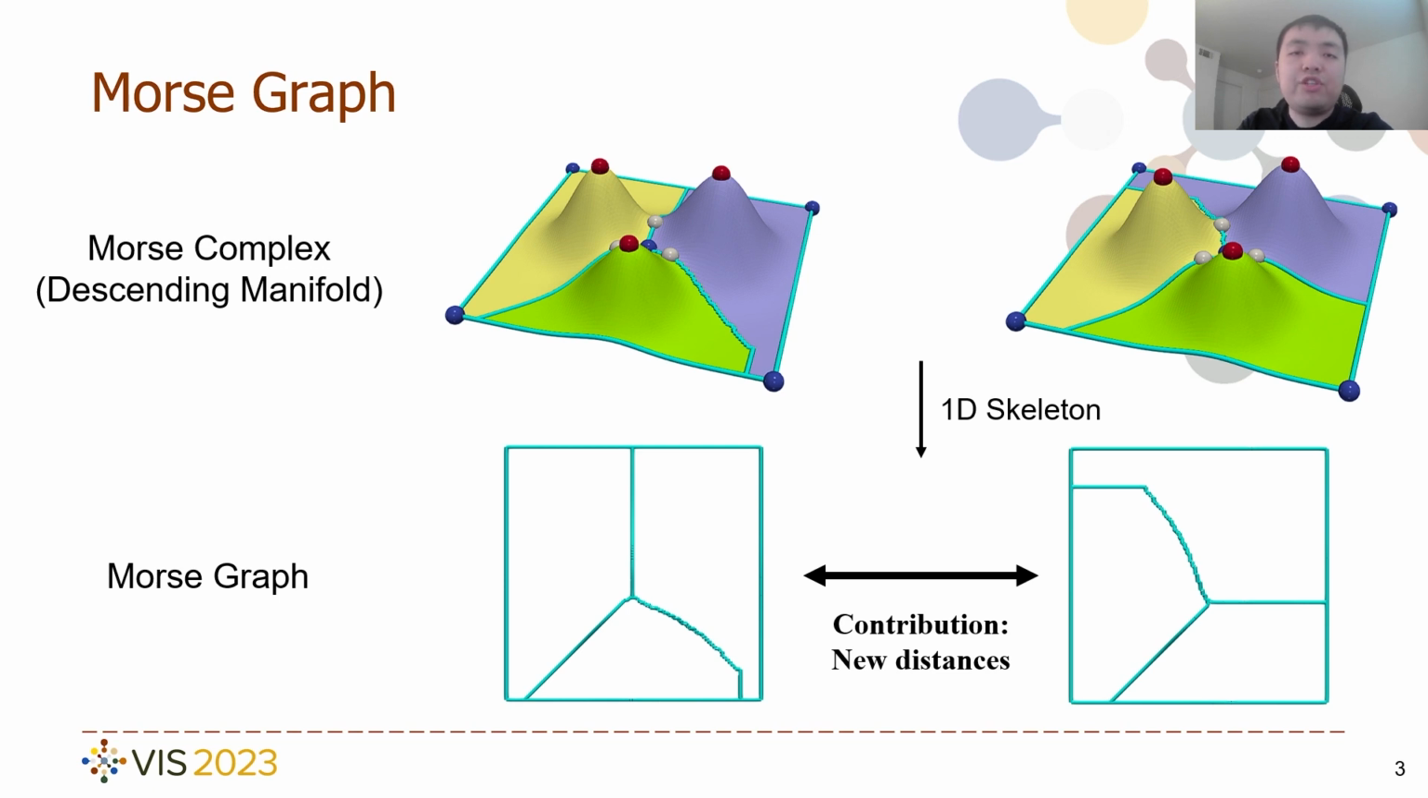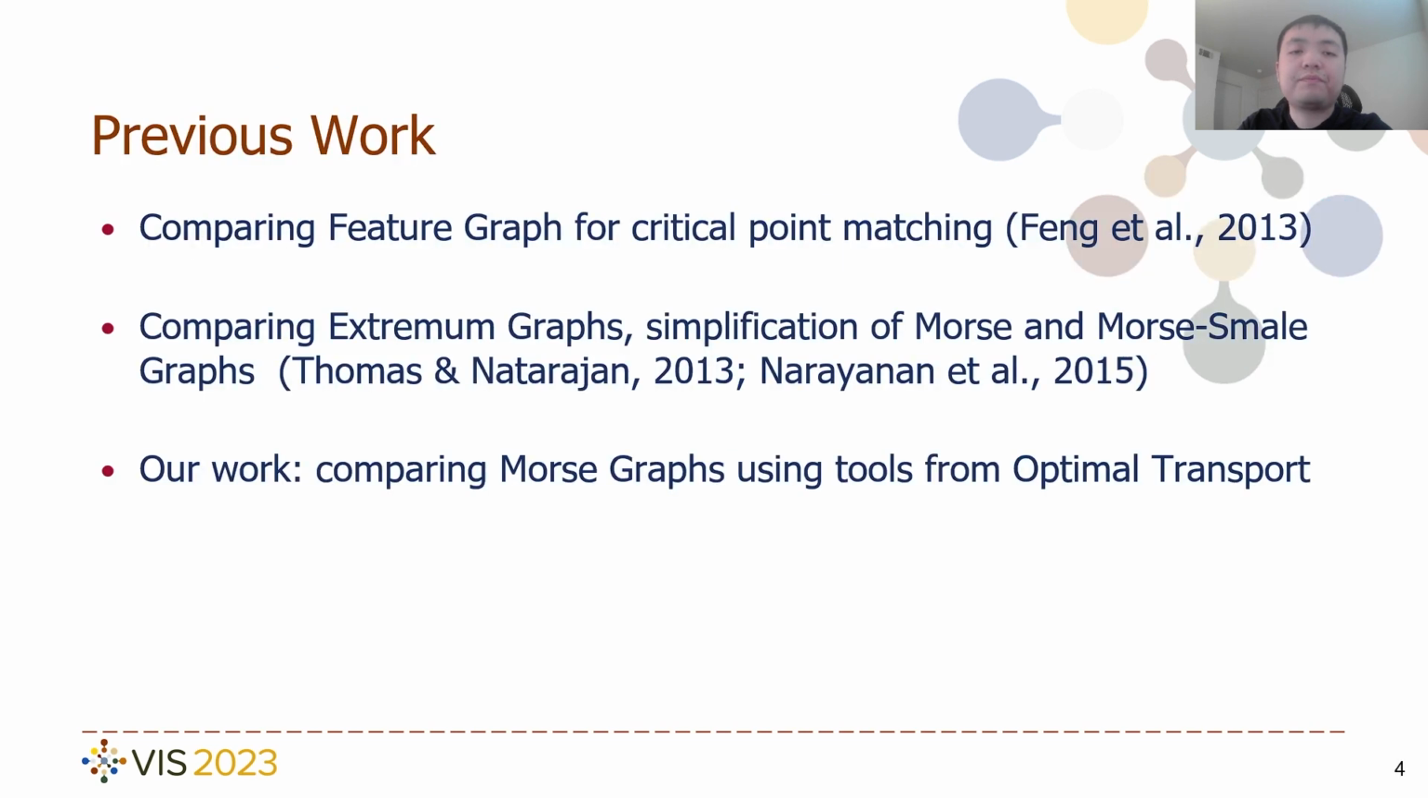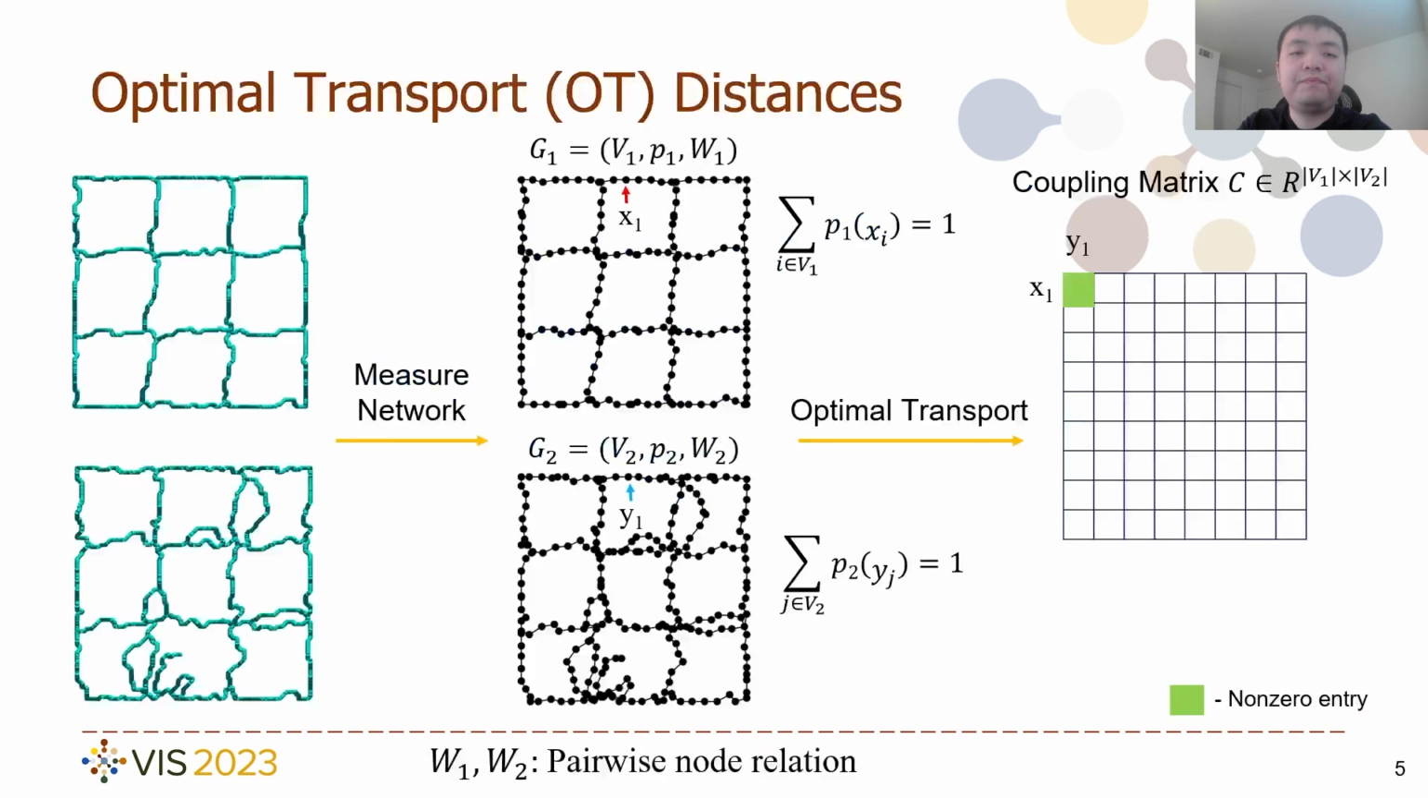Our main contribution is to provide a set of distances to compare Morse graphs. There are previous works comparing Morse complexes, most of which compare the graph derived from Morse complexes. Feng et al. compare feature graphs for matching critical points. The work by Thomas and Tarja in 2013 and Narayana et al. in 2015 both compare extremum graphs, which are the simplification of Morse and Morse-Smale graphs. Our work compares Morse graphs using tools from optimal transport.